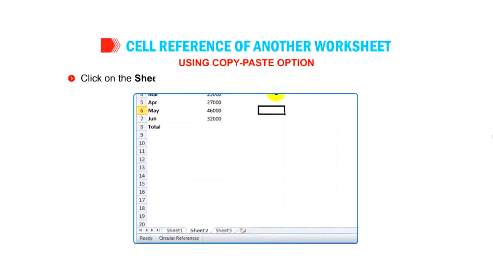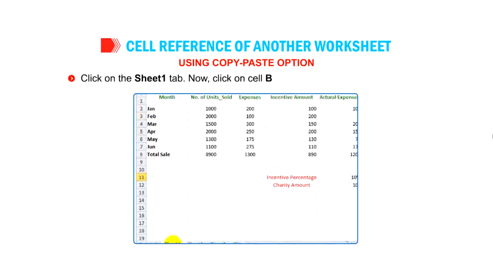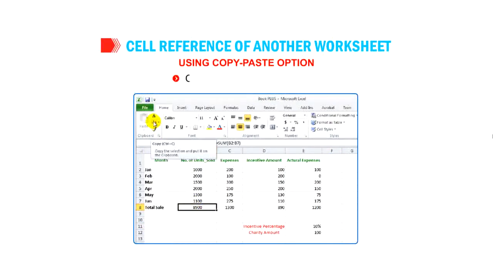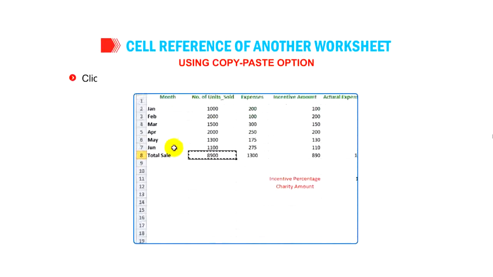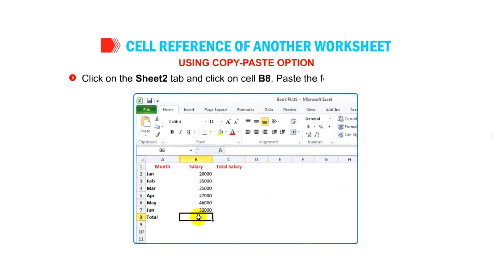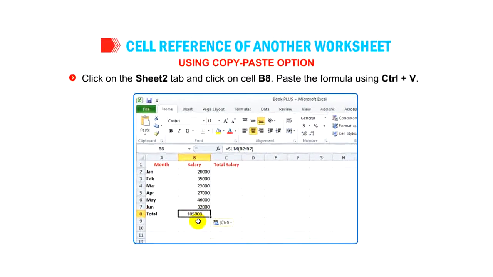Click on the Sheet 1 tab. Now click on cell B8 where the SUM function is used. Copy the formula using Ctrl+C. Click on the Sheet 2 tab and click on cell B8. Paste the formula using Ctrl+V.